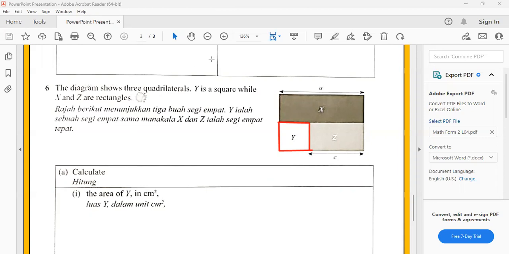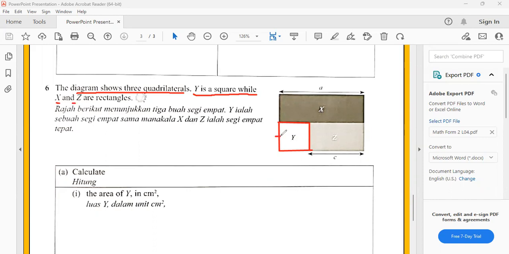All right. The diagram shows... Okay, read carefully. You're probably going to get questions like that now, please. I think the exam's coming up soon. The diagram shows 3 quadrilaterals. Y is a square. I drew it out again because it was not so clear on the screen. While X and Z are rectangles.